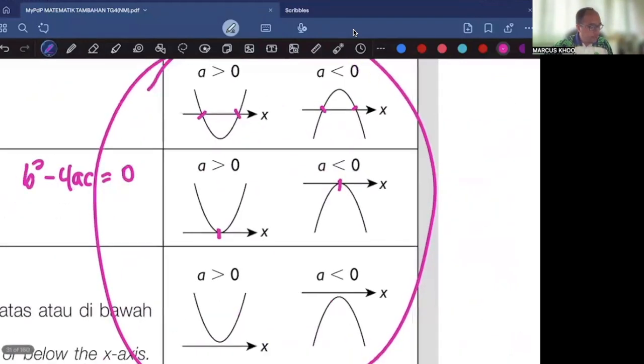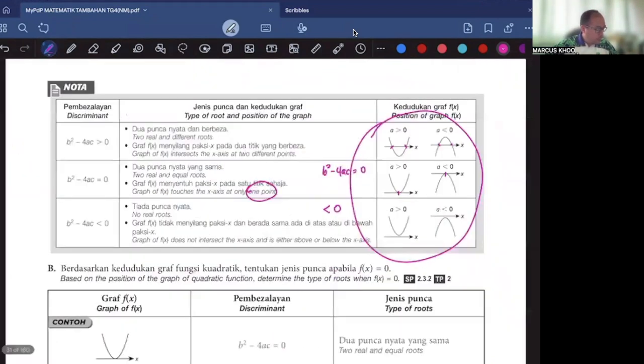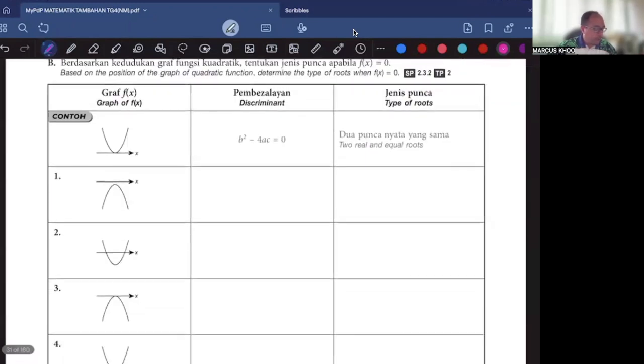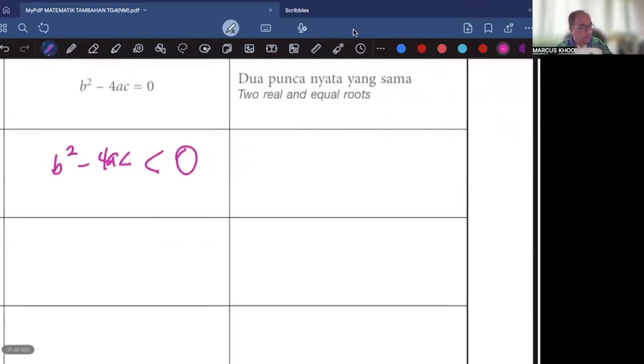And thirdly, if b squared minus 4ac is less than 0, there are no real roots. So it's a graph that's hanging in the air. It's not going to touch the x-axis at all. If it's a U shape, it will be above the x-axis. If it's an N shape, it will be below the x-axis. So from this, you can tell me already: if the shape of the graph is like this, then b squared minus 4ac is less than 0. And what is the interpretation of this?